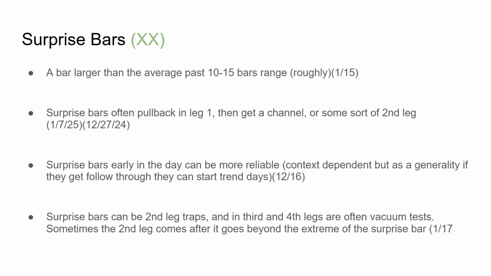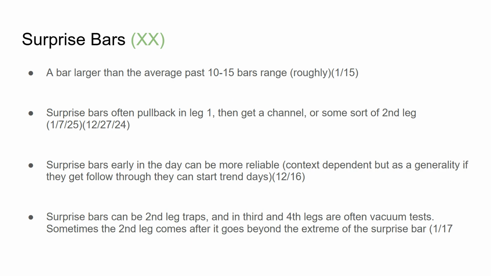Surprise bars often have a pullback when they're in the first leg, and then they end up getting follow through. So we're going to talk about that for a minute. Sometimes it's a channel, sometimes it's a 1 bar pullback, and then the second leg is only a bar or two. But what's important to realize is if you get a surprise bar, big bear bar closing near its low, and you sell the close, you are going to sit through a pullback a lot of the time. And the question is, how deep is the pullback going to be?